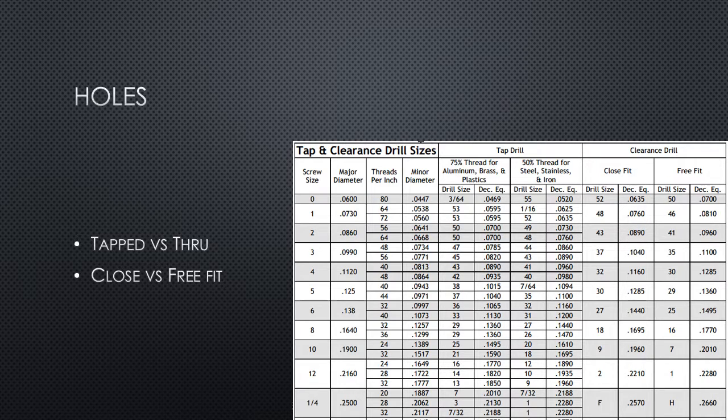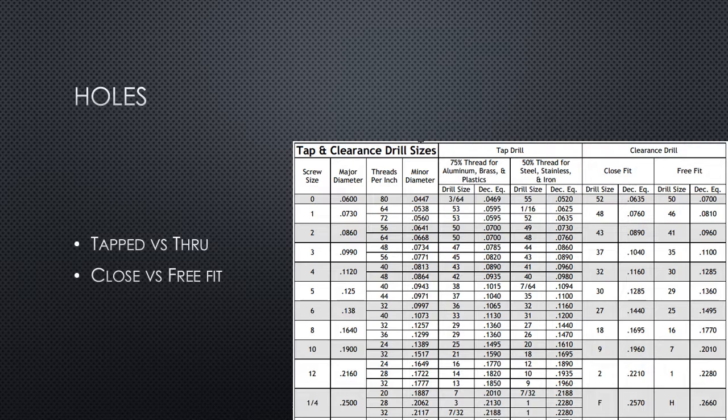And then in the middle section is the tap drill. So basically, if you want your hole to be threaded, you would use a tap drill. For softer materials like aluminum, brass, and plastics, you would use a 75% thread column. Based on your screw size, you have a hole size to drill. And then on the right is the harder materials such as steel, stainless steel, and iron, and those have their own set hole sizes.